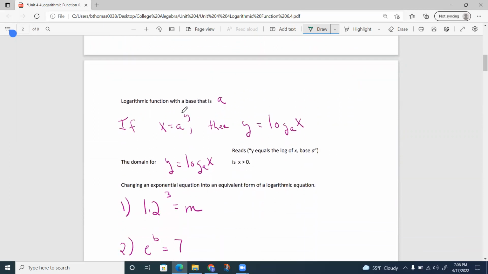So if I have a logarithmic function with a base a, if we have this notation x equals a to the y, then I can write the equation also as y equals the log of x base a. In these forms, this is referred to as the exponential form. And this form here is referred to as the logarithmic form.